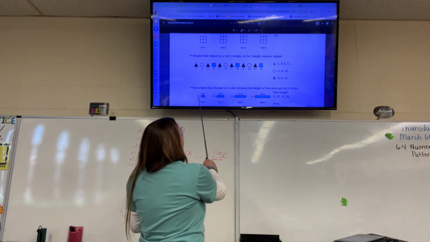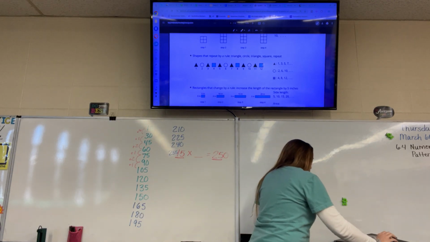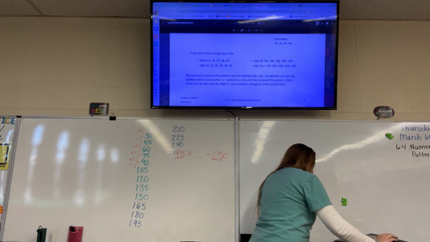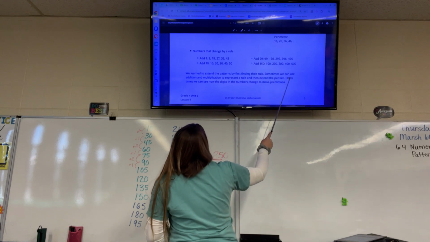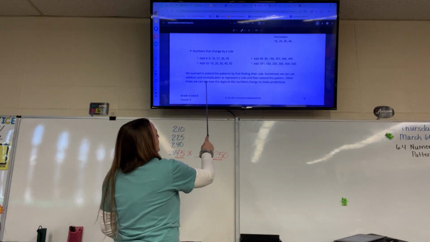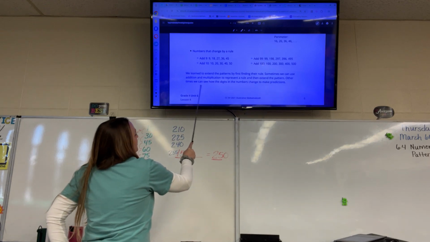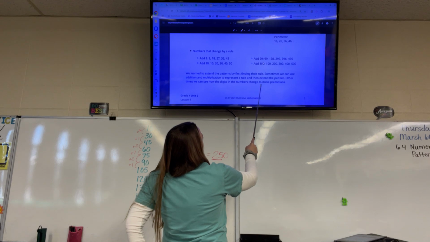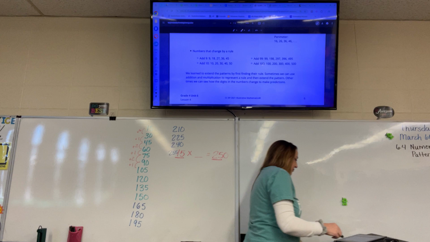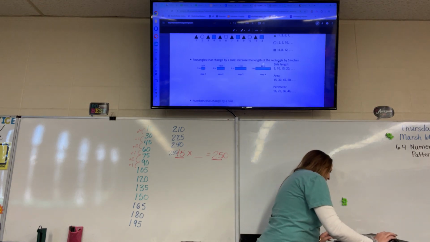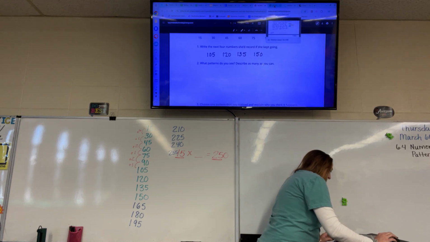And then these we know, we did the area and perimeter both on these. And we learned to extend patterns by first finding their rule. Sometimes we can use addition and multiplication to represent a rule and then extend the pattern. Other times we can see how the digits and the numbers change to make predictions. All right, so lots of pattern stuff. So I'm going to stop the video and go back so you guys can finish copying this stuff down.